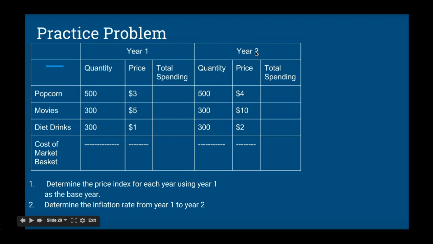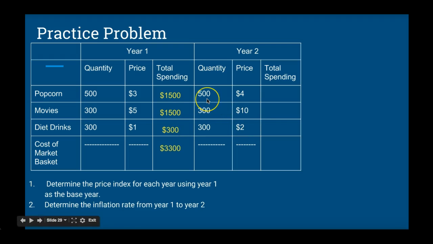In order to determine the price index, we first have to figure out how much in total I am spending on each of these items, and then add them all up to get the cost of my market basket. So all I'm doing, for example, is multiplying 500 times 3 to get a total spending of 1,500. For movies, I'm multiplying 300 times 5 to get a total spending again of 1,500. For diet drinks, I'm multiplying 300 times 1 to get a total spending of 300. And now I'm going to add all 3 of these together to get my market basket. The cost of my market basket in this case is 1,500 plus 1,500 plus 300, which gives us 3,300.